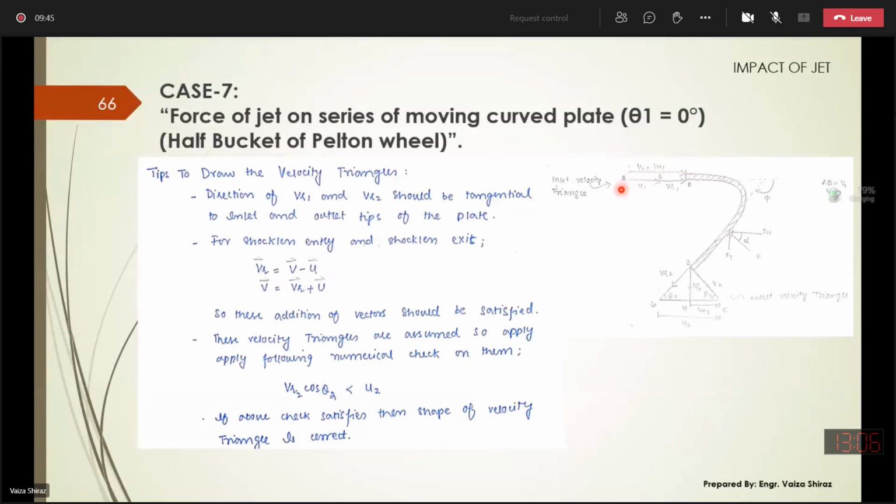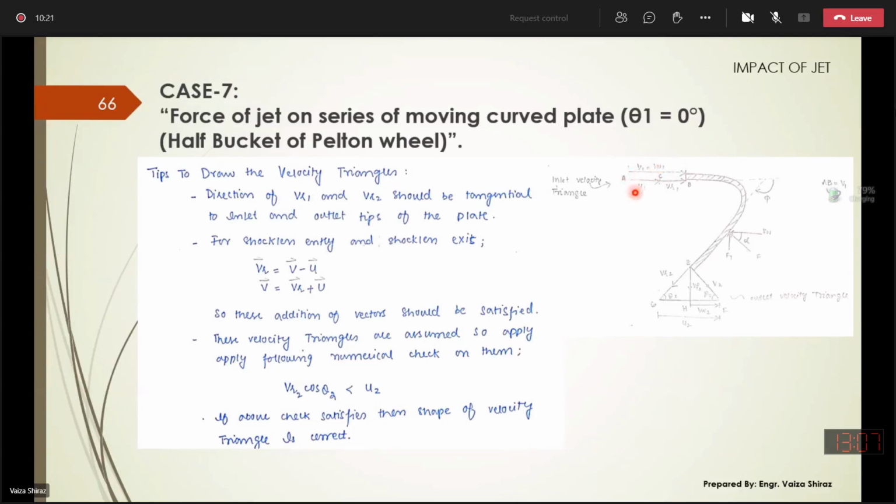That vector is termed as AB over here. So that is the first step. You will draw V1 on scale, which is entering tangent to your bucket inlet tip. Then you know U1. What is U1? That is the velocity of the plate at the inlet tip. You know its value, you know its direction, whether it is forward or backward. So also draw U1 on scale, and the starting point should be the same, at point A. So this is V1 from point A, and this is U1 from point A, that is AC.